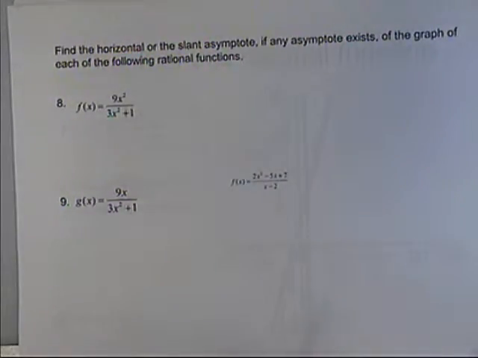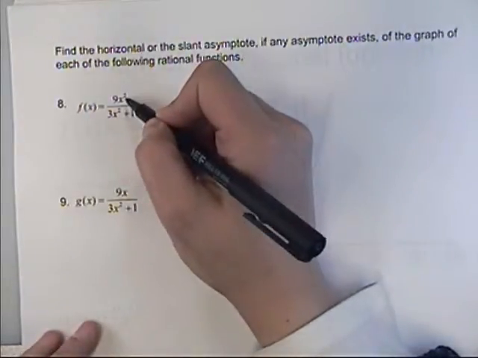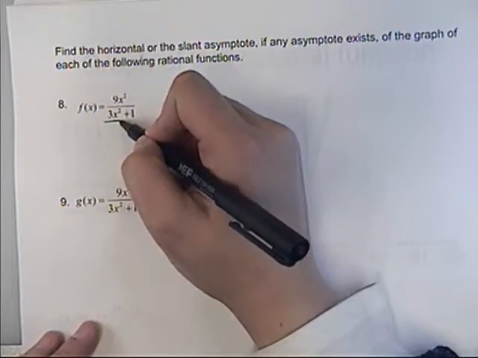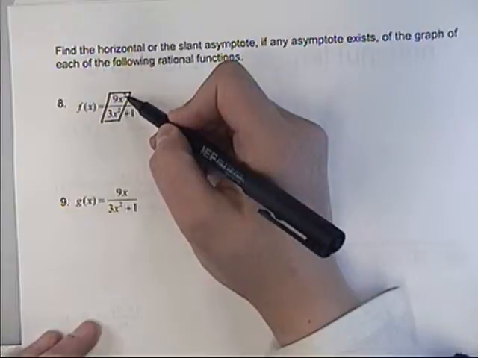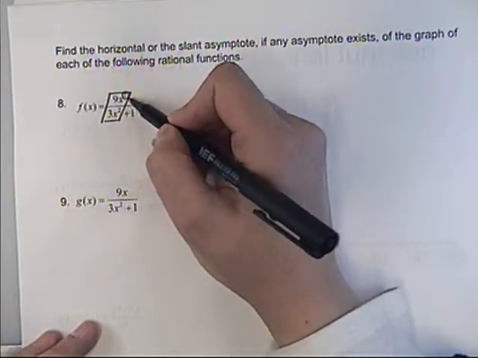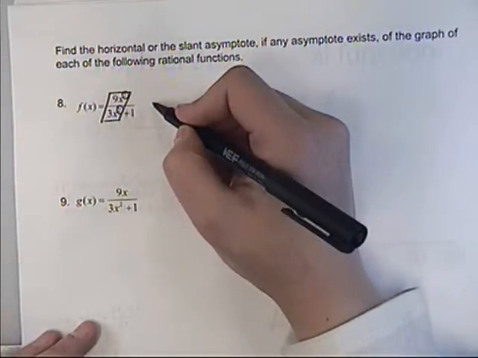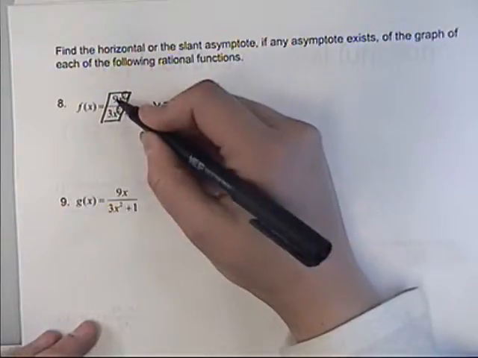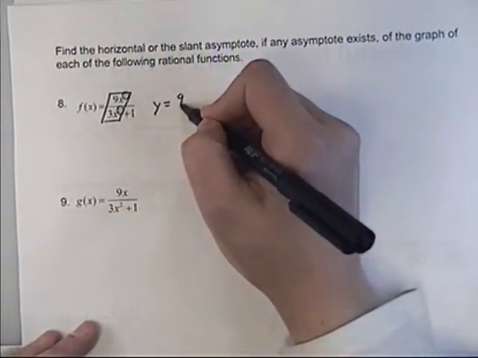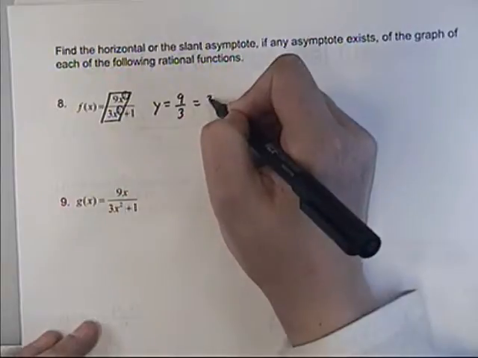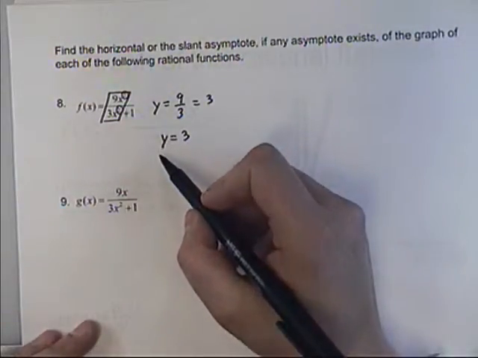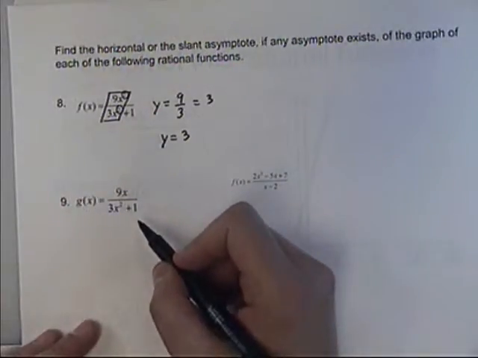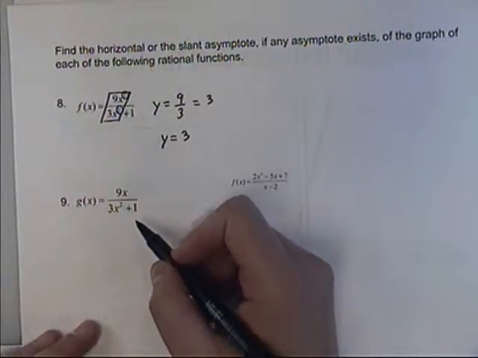Find the horizontal or slant asymptote. Well, basically, I'm looking at these two. I've got a second degree here and a second degree here, so these are my two leading terms. Now, since these are equal, since this power 2 is equal to this power 2, that means we have a horizontal asymptote at y equals the fraction of those leading coefficients, which would be 9 divided by 3, which is 3. So there's a line in this graph at y equals 3 where the graph does not cross through. That's a horizontal asymptote.